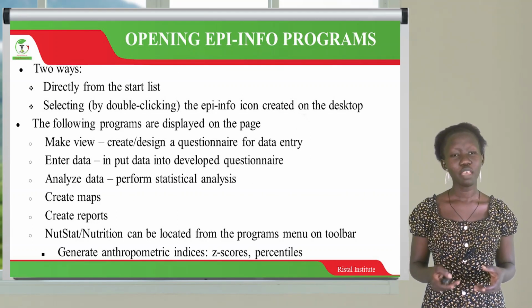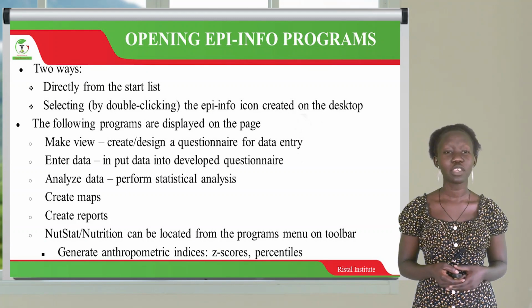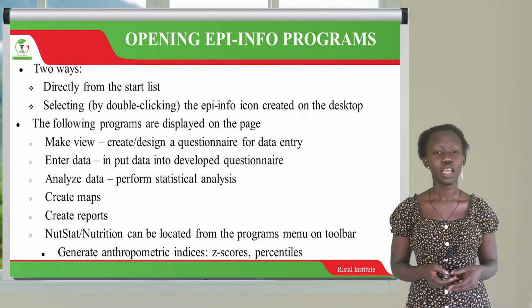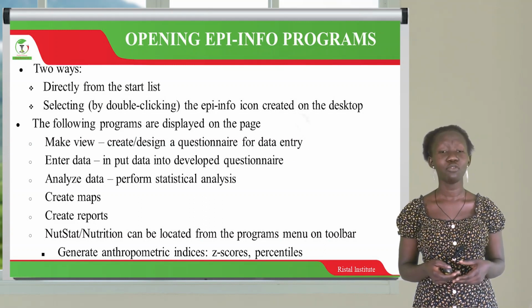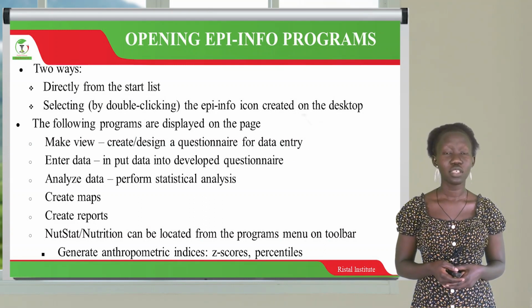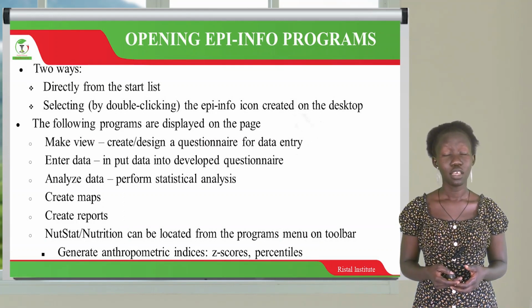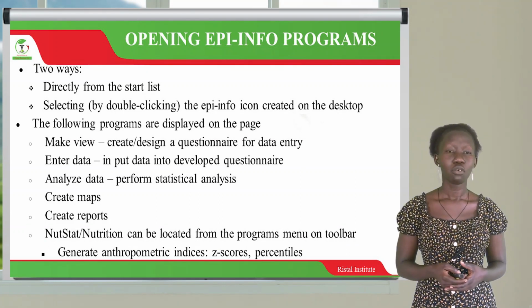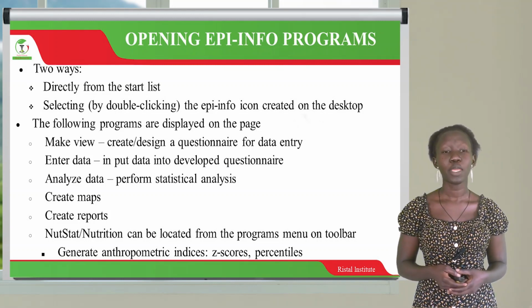So how do we open Epi Info? There are two ways in which you can open Epi Info programs. One, you can do it directly from the start list. You go to Start, you search for Epi Info, you double click, and it will open automatically. Or you can select it by double clicking the Epi Info icon that you have created on your desktop. Remember, when you access that software, you download it from the internet, and you can either store it in your desktop or in other program files. So you have to search it from within and get it, then you can open.